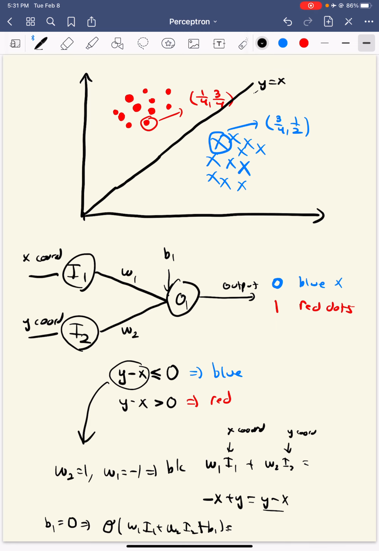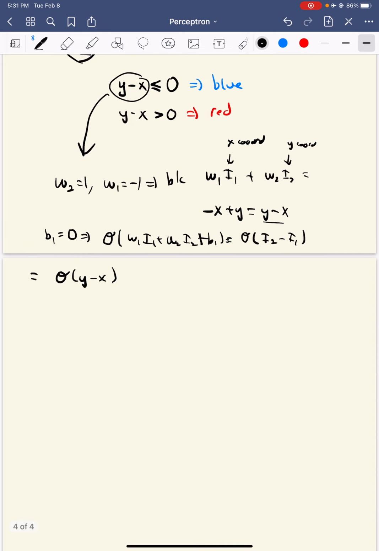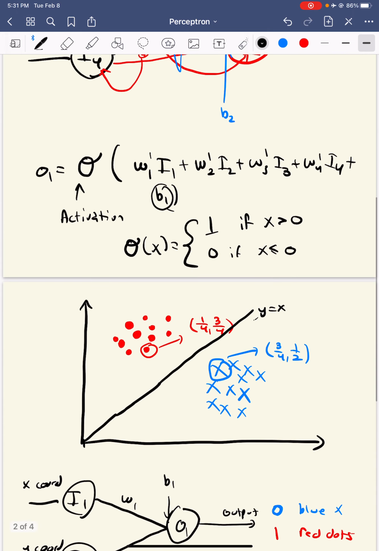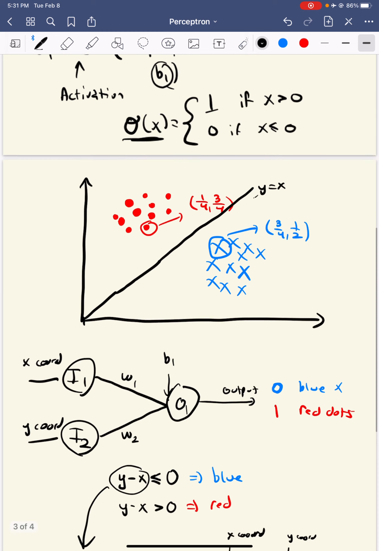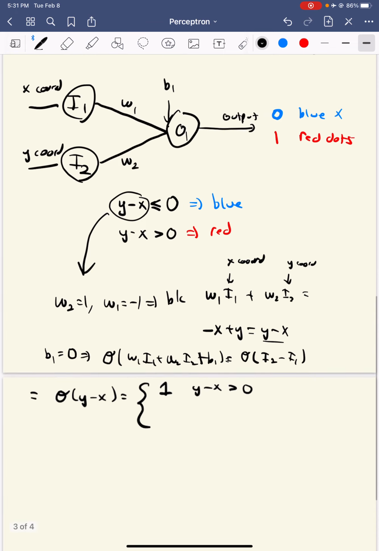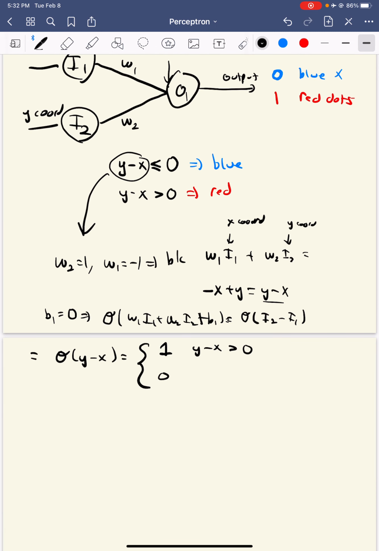This is equal to sigma of I2 minus I1, which is really sigma of y minus x, because I2 is y and I1 is x. And recalling this function, this is equal to 1 if y minus x is positive, and it's equal to 0 if y minus x is less than or equal to 0.